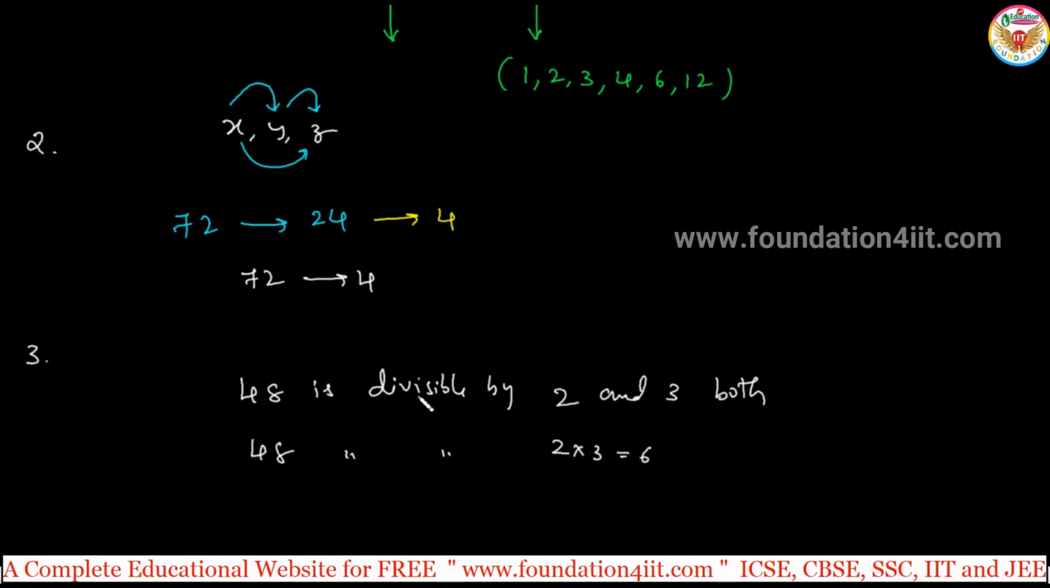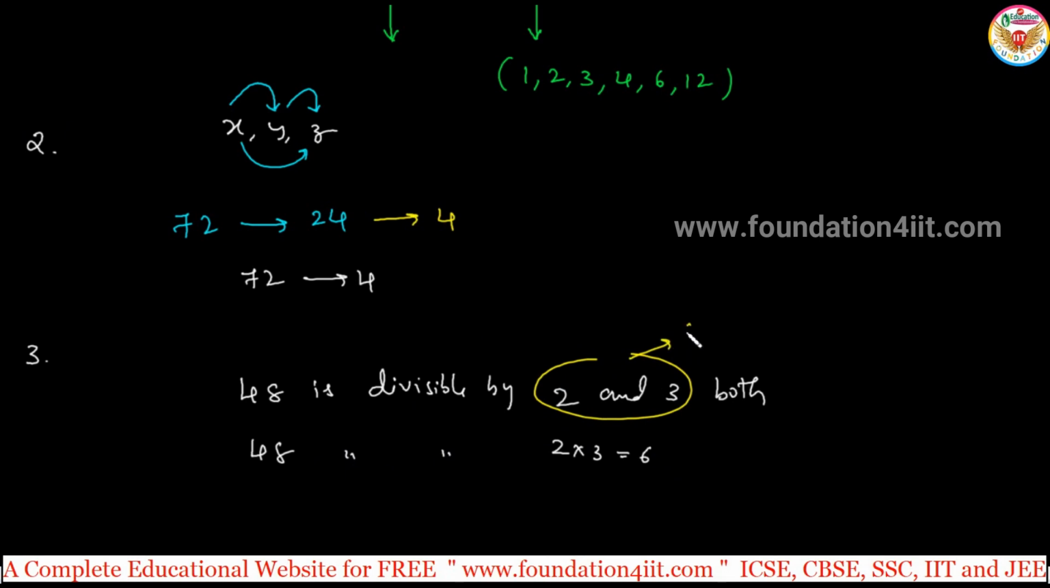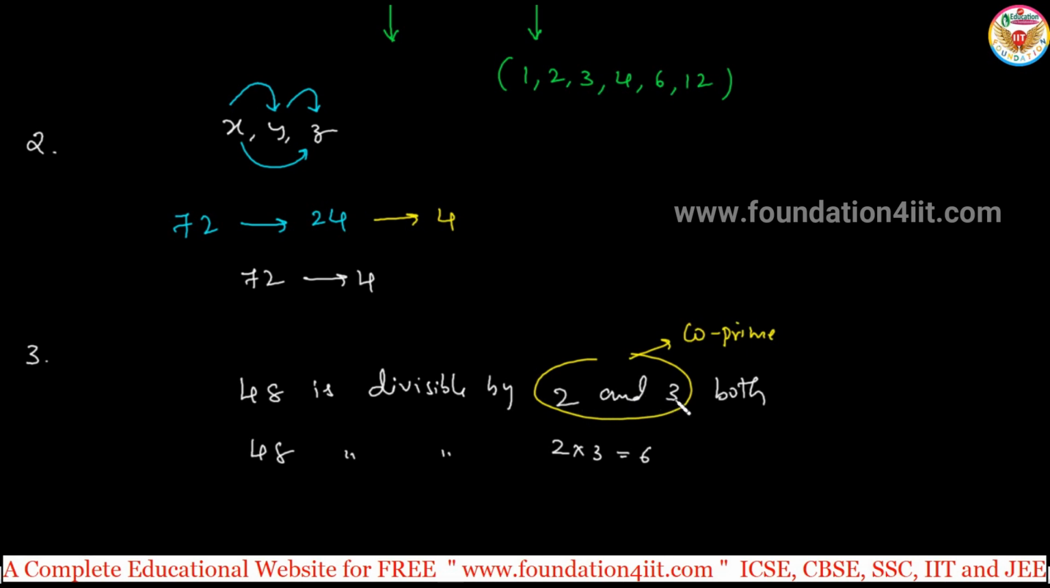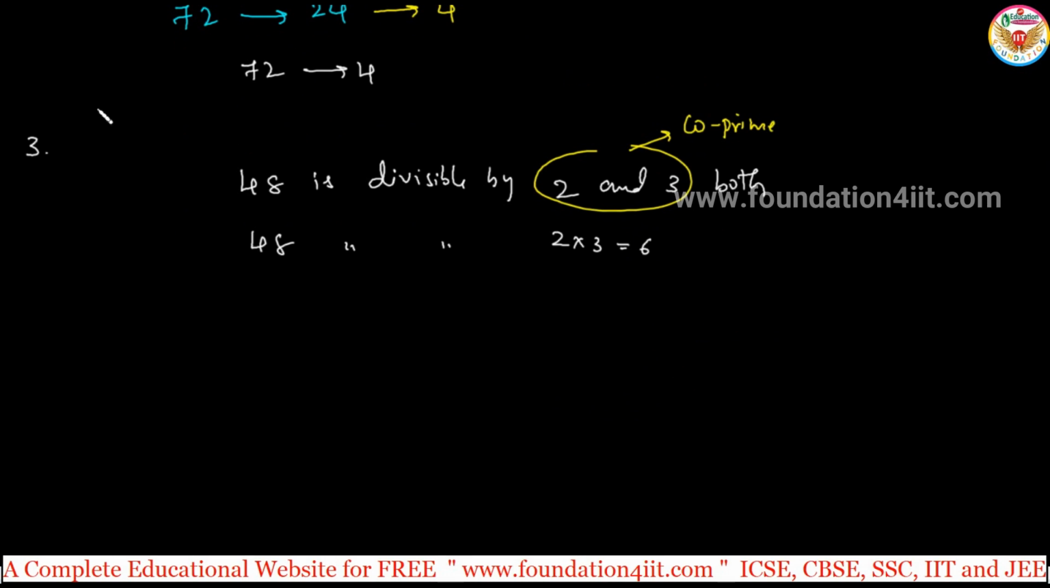So 48 is divisible by 2 and 3. These two are co-primes. Co-prime means no common factor for both except 1. Only one is the common factor, not any other. This is called co-primes. In that case, the number is divisible by the product of those numbers. And this is the rule.